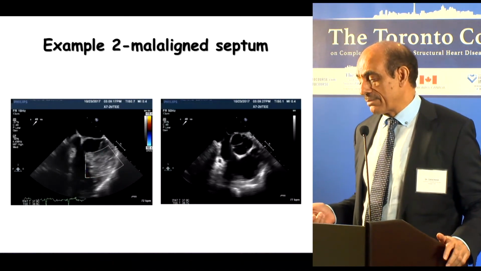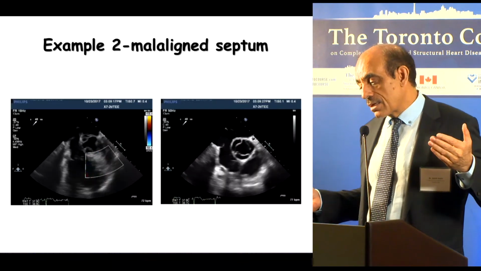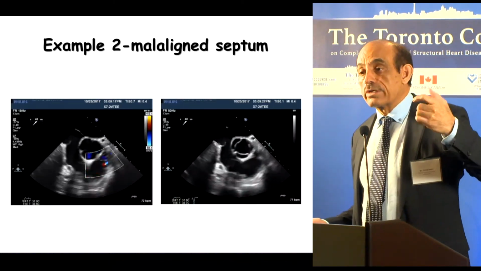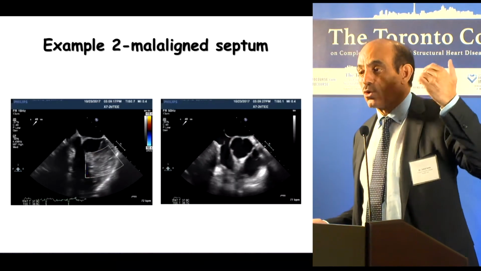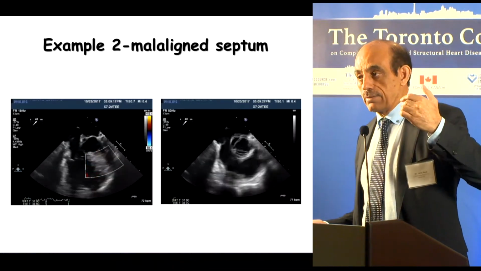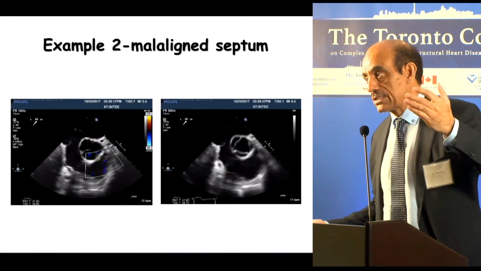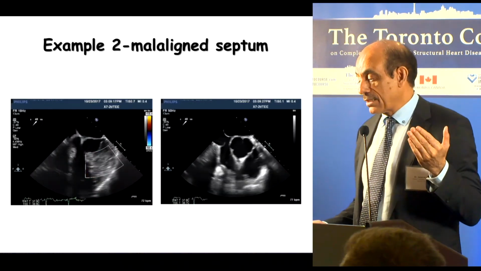This is a malaligned septum. The way I described it, I may be wrong, is that if you see the non-coronary cusp, the septum should be almost always in the middle of the non-coronary cusp. If it edges towards the left, which it does in 19% of cases, then it becomes malalignment.